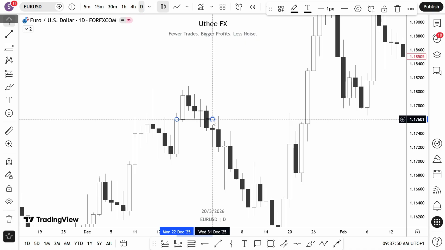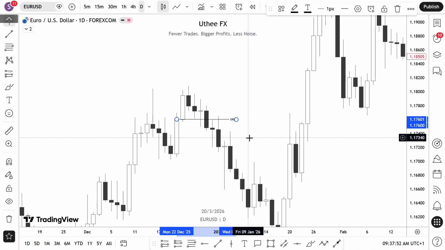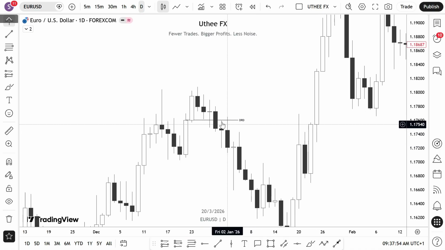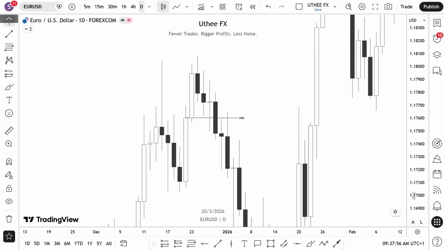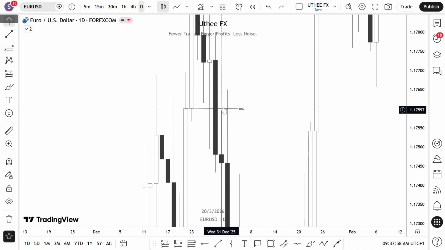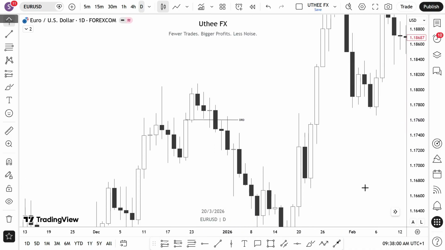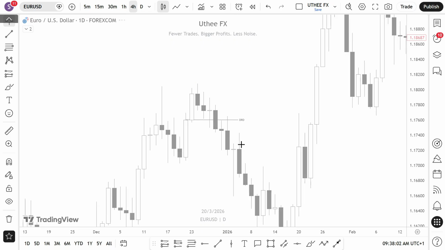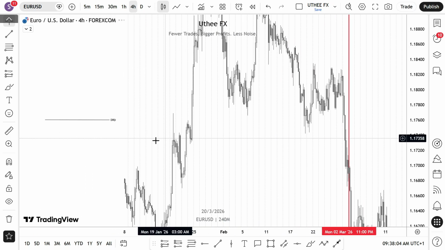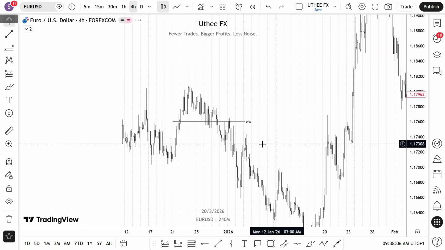Let's see. Do we have something here? A daily candle rejecting a daily key level. Damn. Sweeping this one, rejecting a daily key level. Okay, let's see on the 4-hour time frame. What do we have?